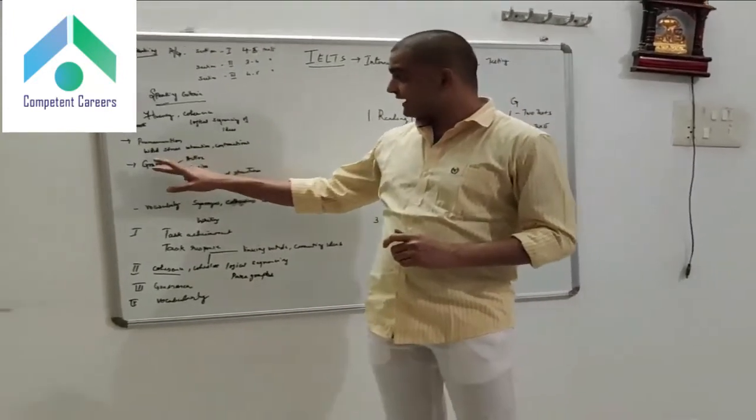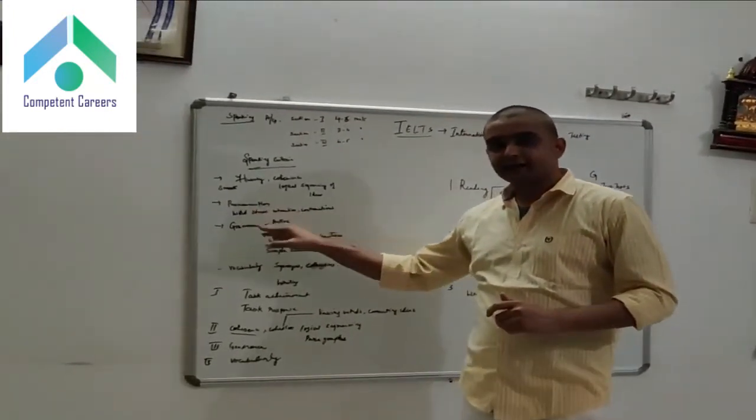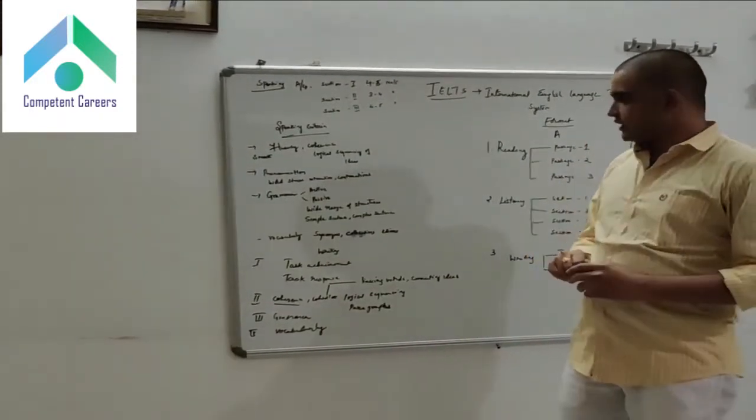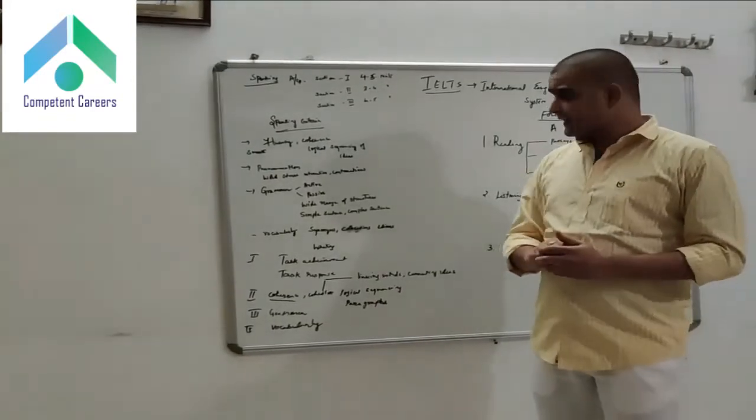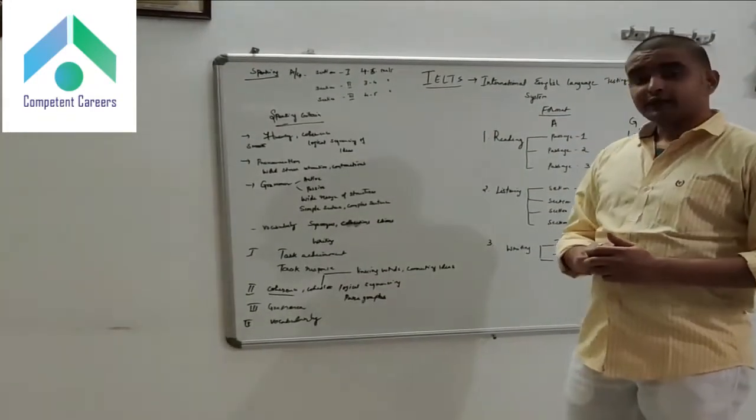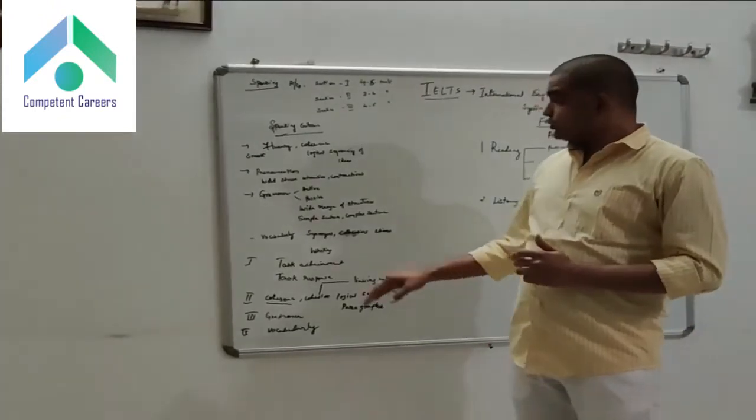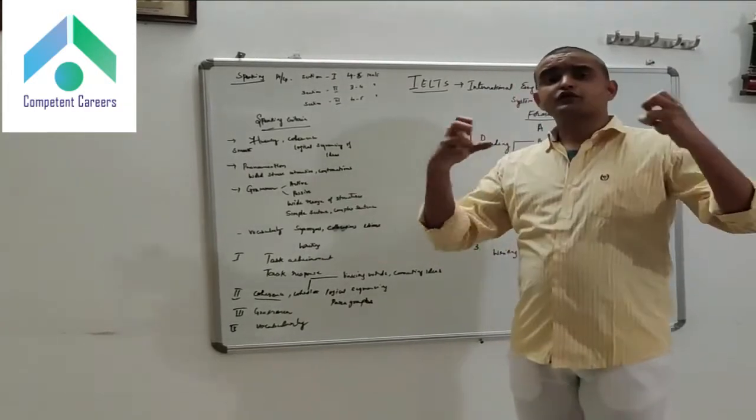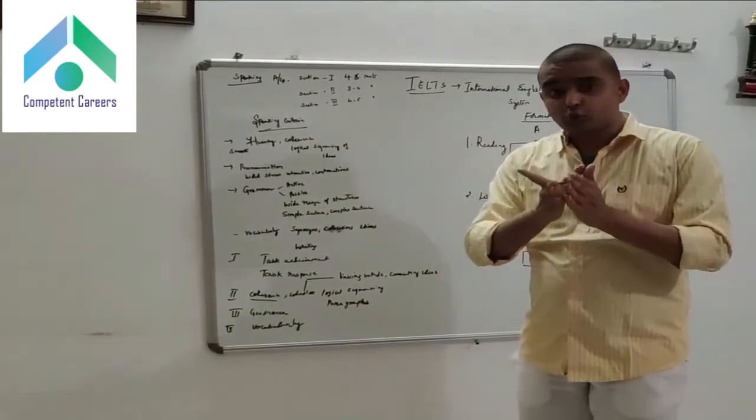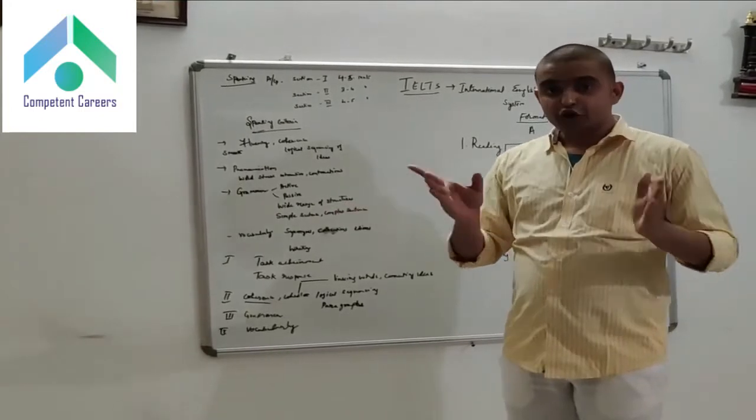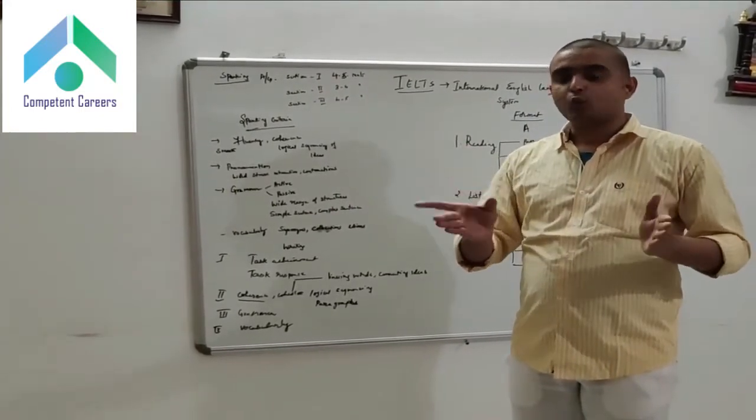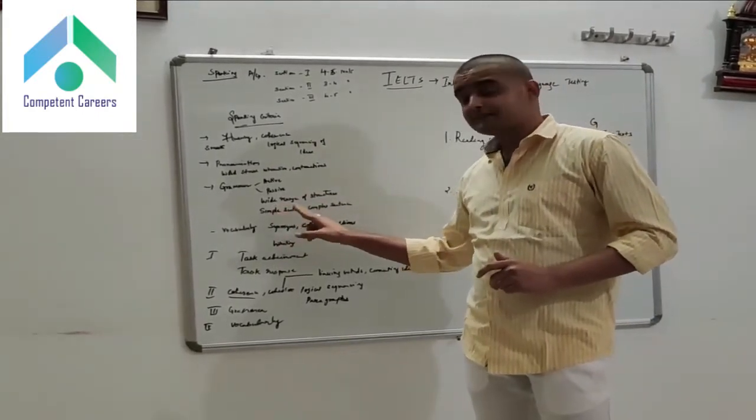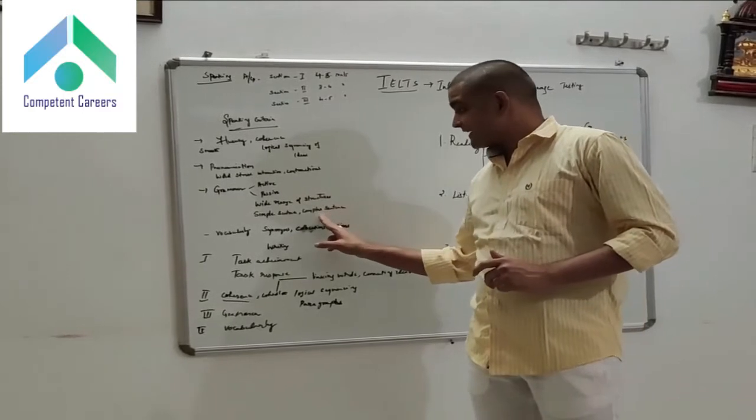Then we move on to grammar. Here two things are taken into consideration: grammatical range and accuracy. When it comes to grammatical range, it is important that you use active and passive voices appropriately. What are the different kinds of structures you are using? You have to use a wide variety of structures and make sure they are all grammatically valid. And then you have to use a combination of simple sentences and complex sentences.